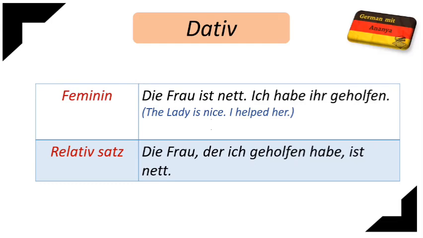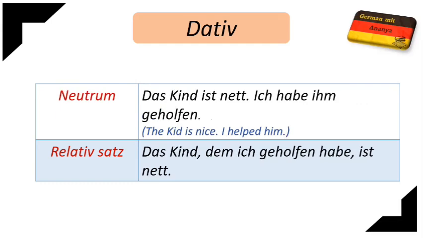Now, feminine is: Die Frau ist nett, ich habe ihr geholfen. Similarly, we will do this: Die Frau, der ich geholfen habe, ist nett. Neutrum: Das Kind ist nett, ich habe ihm geholfen. Relative will be: Das Kind, dem ich geholfen habe, ist nett.